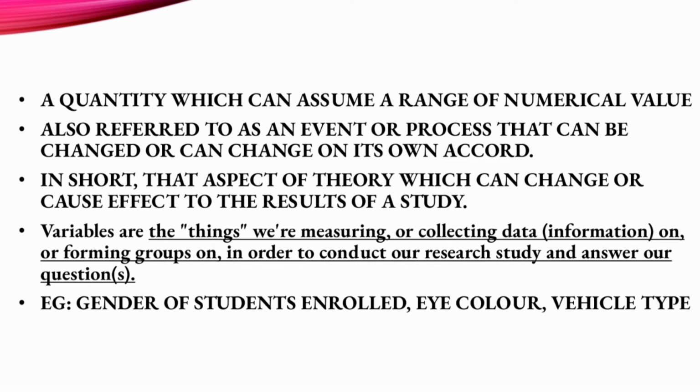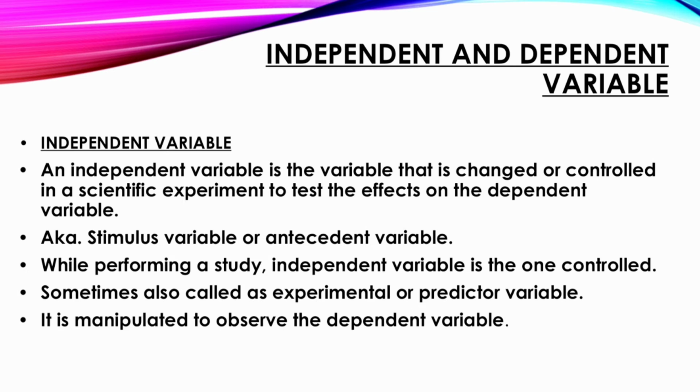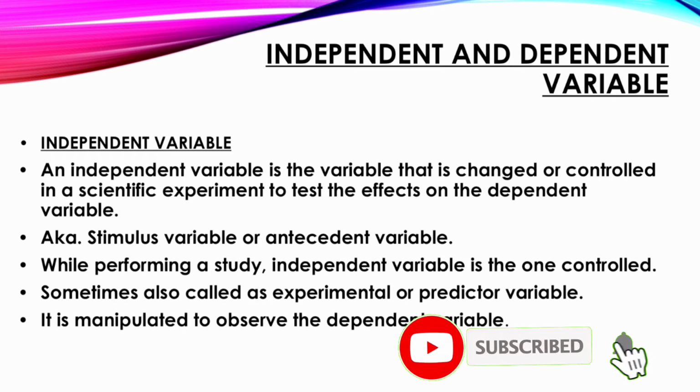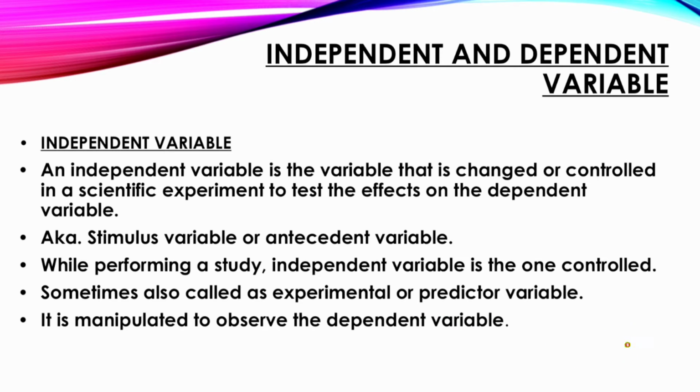So now we can move on to the different types of variables, and the first type that we are going to study is independent and dependent variable, which we have already studied many times, so we can just go through it. The independent variables are those factors which the researcher manipulates in order to study the effect it has on another variable, which is known as the dependent variable. An independent variable is a variable that is changed or controlled in a scientific experiment to test the effects on the dependent variable.